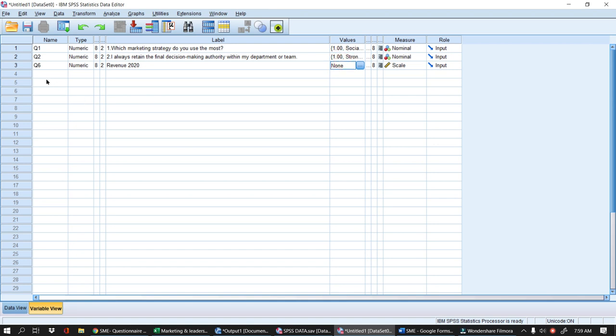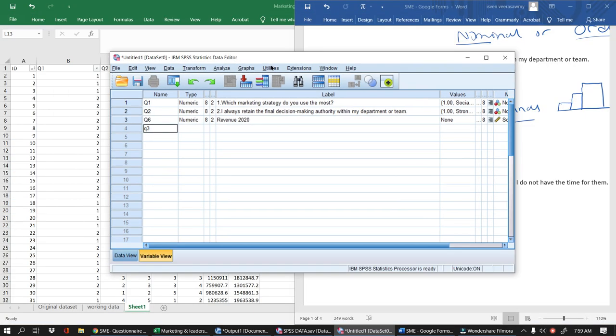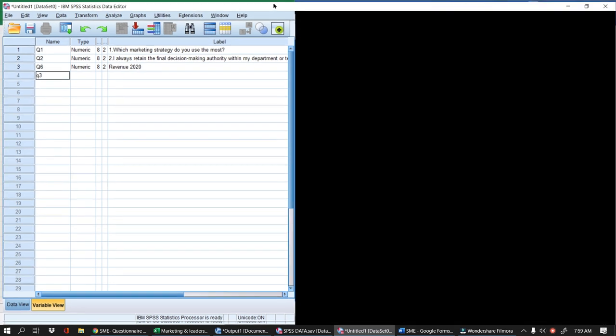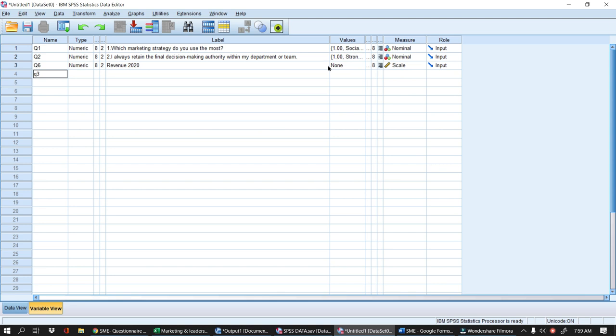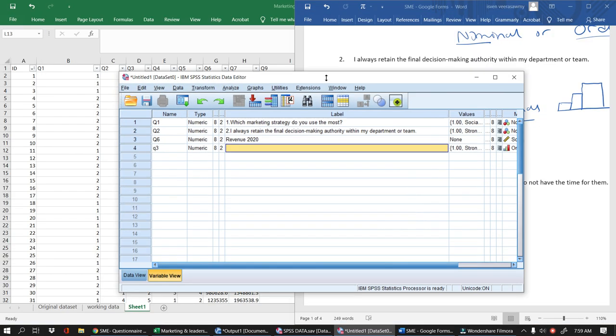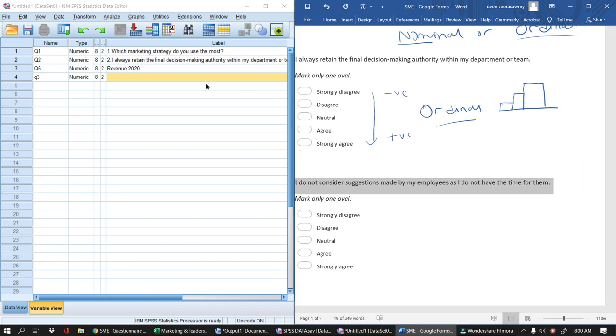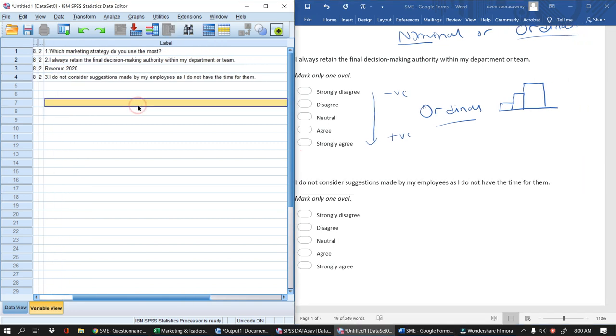You can just copy. If you had a question over here, let's say this is question 3, you will see question 3 contains the same categories as question 2. For the coding, you just hover your cursor over here, you copy the coding for question 2, and you can simply paste it into this question, which contains the same categories. Then you set this to ordinal, and this is revenue for this question. Just copy the question over here, Control V. It is quicker that way.